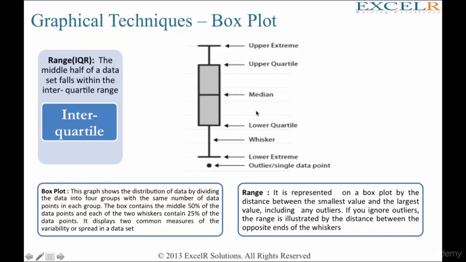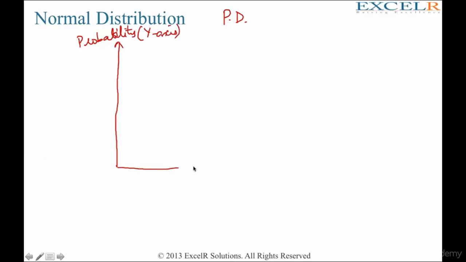Now, let us discuss normal distribution. Normal distribution is a form of probability distribution. We have already discussed probability distributions, and we know for a fact that if we represent probability on the y-axis and the random variable on the x-axis, it is called a probability distribution.